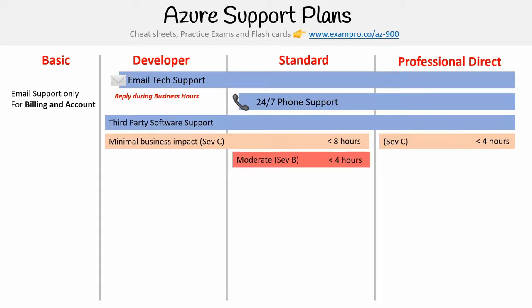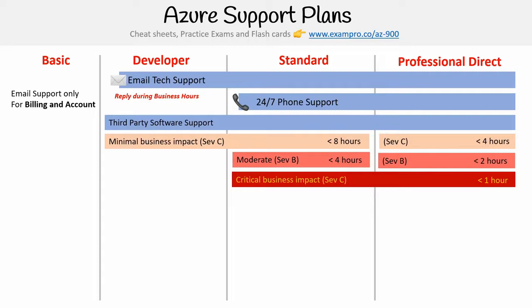Now, if you have something that is going to have a moderate business impact, then the time is going to be a lot faster. They call that severity B. So it's going to be less than 4 hours. And then for Professional Direct, it's going to be less than 2 hours. And so this would be if your production system was compromised, but it's not taking your business down.